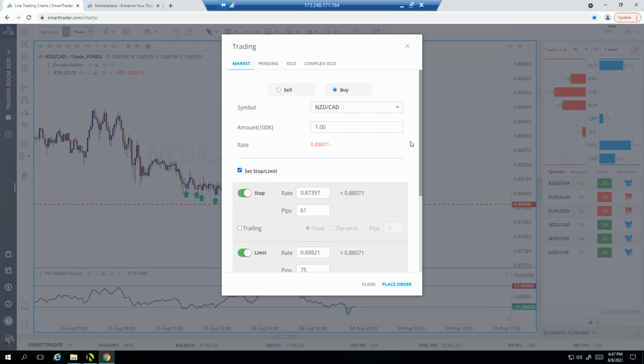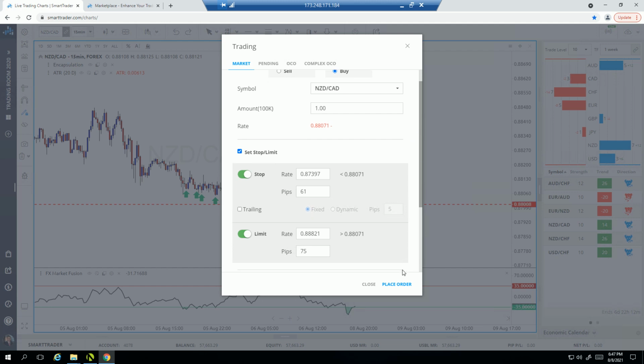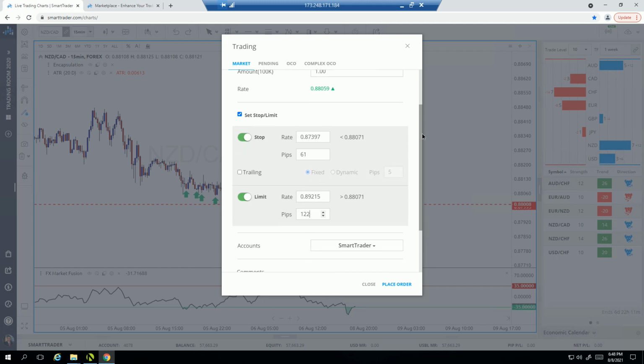61 pips is going to put my stop loss right here at 87.39. I'm going to enter this trade because this is where I want to go in. I am going to put a limit in, and my limit could be 3 times that distance. We could also put in a more conservative target, which could be 2 times the distance, so let's do that for this example. We're going to go with twice the distance, about 122 pips to the upside. So our stop loss is 61, our profit target is 122. That's a 1-to-2 risk-reward ratio.